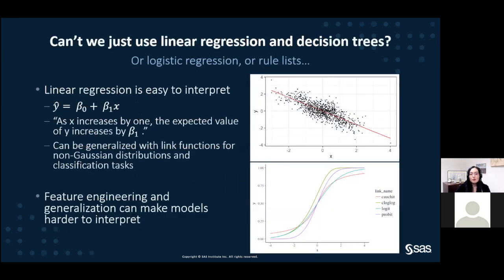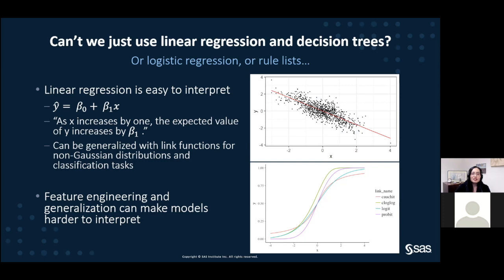So one question people sometimes ask is, why can't we just use simple models? Maybe not for all models, but for some models, let's just use something simple like linear regression, decision trees, logistic regression, or rule lists. Why can't we just do that and be okay with it? So what's the big deal, right?